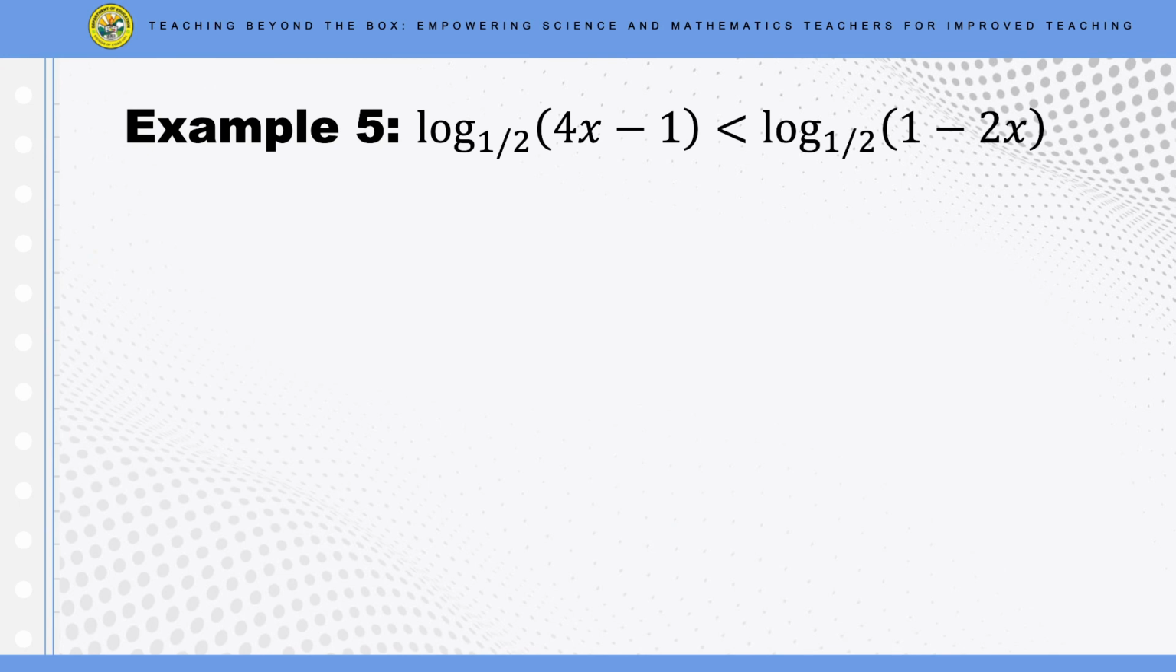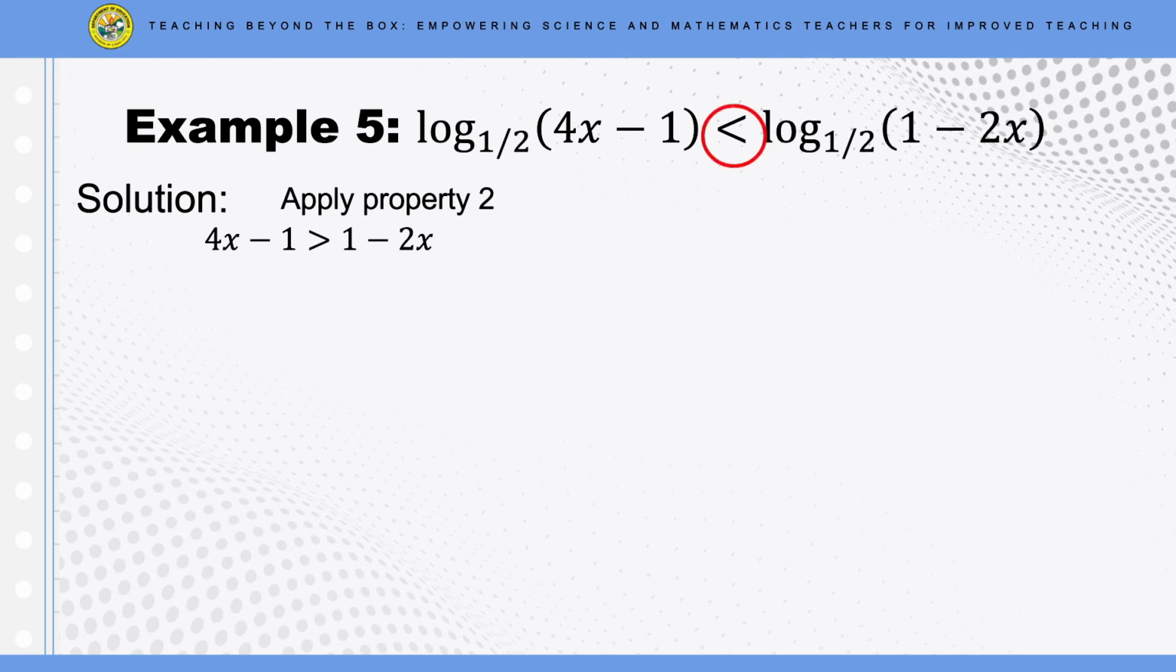Example number 5. The logarithm of the quantity 4x minus 1 base 1 half is less than the logarithm of the quantity 1 minus 2x base 1 half. Solution. Apply property number 2 since the base is greater than 0 but less than 1. So therefore, we have 4x minus 1 is greater than 1 minus 2x.